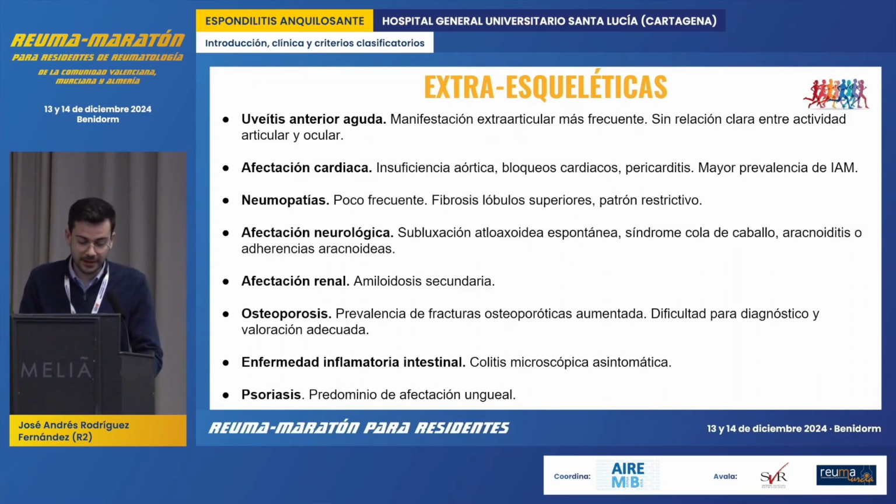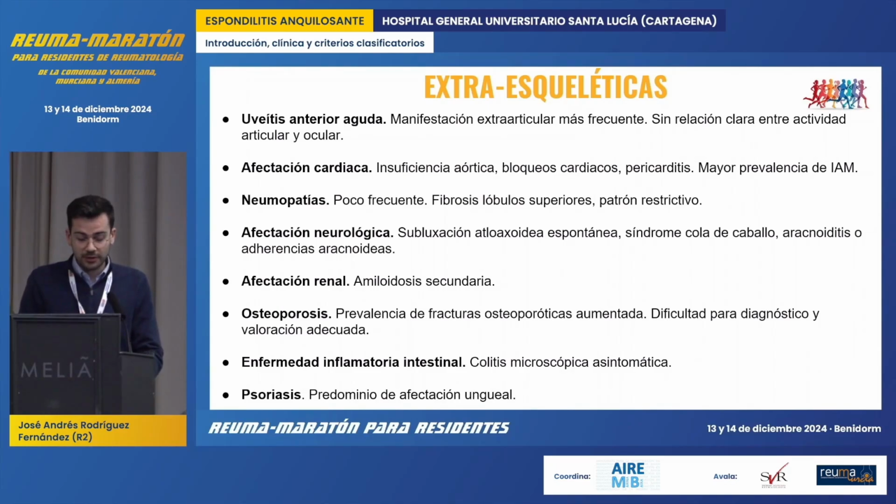Regarding extraskeletal manifestations, the most common is acute anterior uveitis, especially in patients who are HLA-B27 positive, and there is no clear relationship between joint and ocular activity. There are less common cardiac involvements, such as aortic insufficiency, secondary to inflammation of the ascending aorta, heart blocks, and pericarditis. And in the spondyloarthritis population, acute myocardial infarction is more prevalent than in the general population.